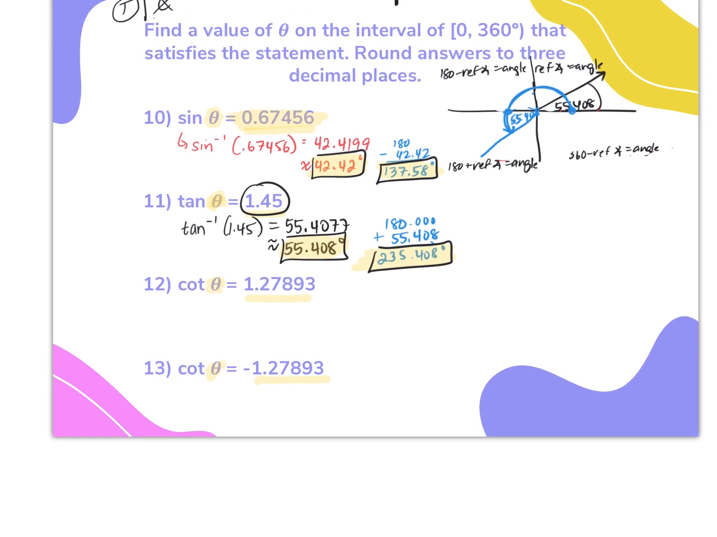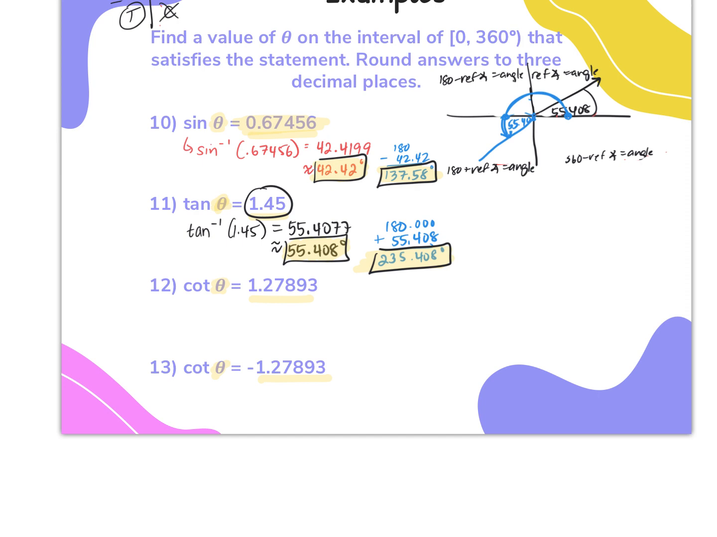Again, we keep going. Now this is a little bit more difficult yet, because here we were looking for sine, which the inverse sine button is on our calculator. Here we're looking for tangent of an angle, and again the inverse tangent button is on the calculator. However, now we have a cotangent problem, and guess what? The cotangent is not on our calculator.